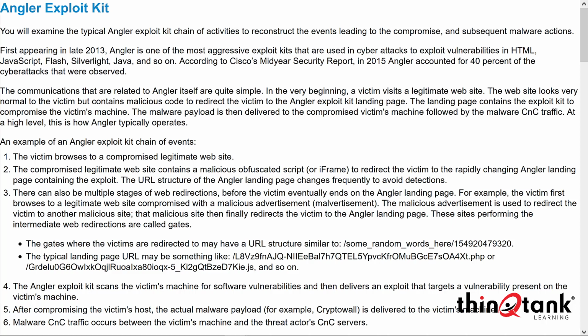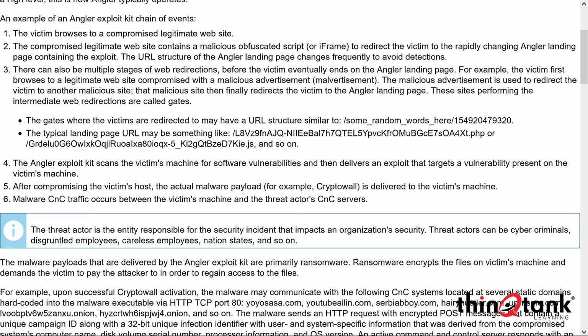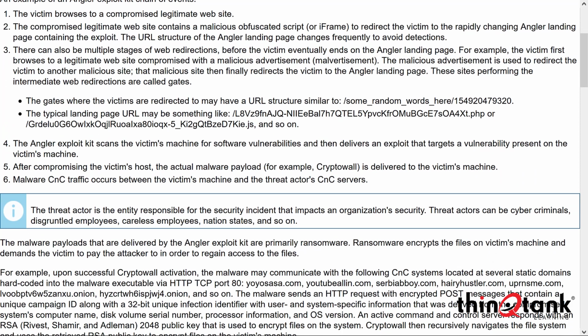All right, so let's take a look at that Angler chain of events. We have that listed right here. The victim browses to a compromised legitimate website. That compromised legitimate website contains a malicious obfuscated, meaning hidden, script or an iframe to redirect the victim to the rapidly changing Angler landing page that actually contained the exploit. The URL structure of the Angler landing page even changed frequently to avoid detection.